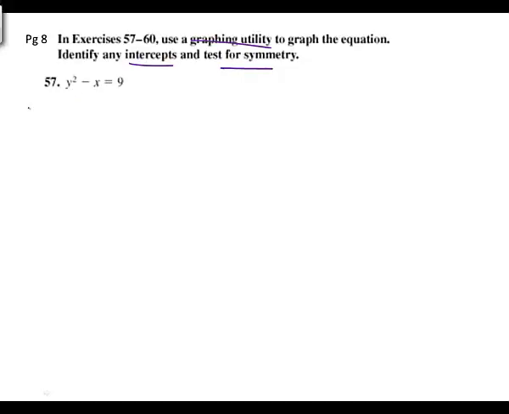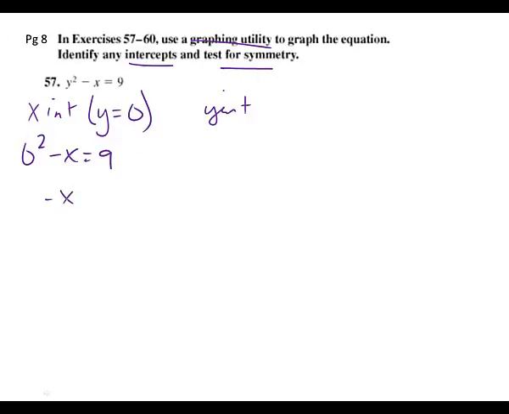Okay, so let's start with our intercept. So I'm going to go x-intercept, y-intercept. So for the x-intercept, what do we have to do? What do I put in for y? 0. Okay, so we're going to put 0 in for y. So let's see, I've got negative x equals 9, so x equals negative 9. What does that make the intercept? Negative 9, 0.